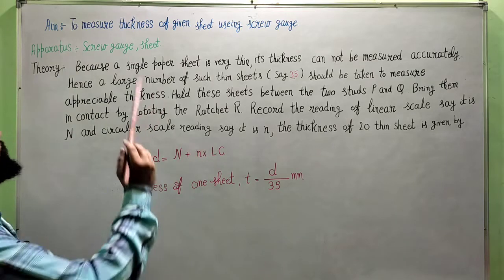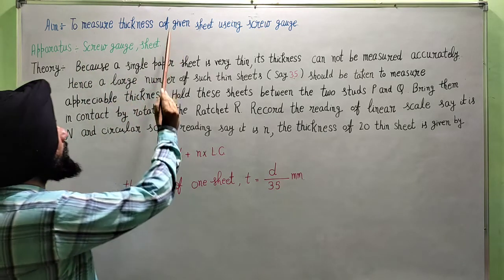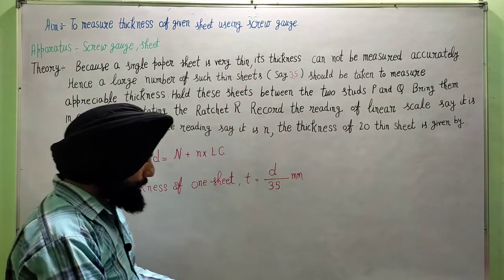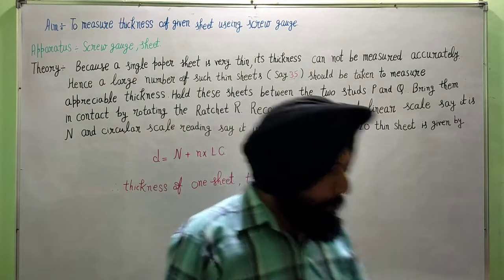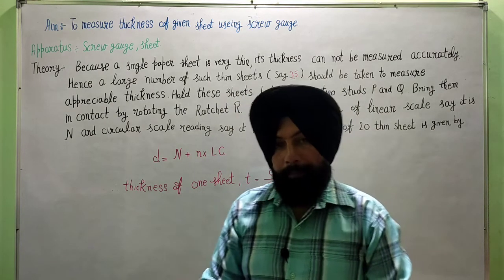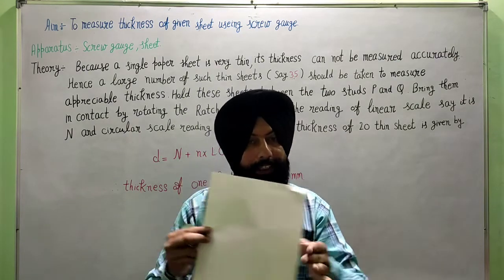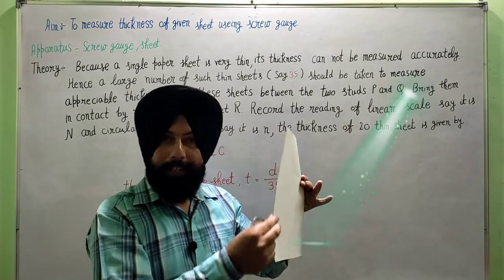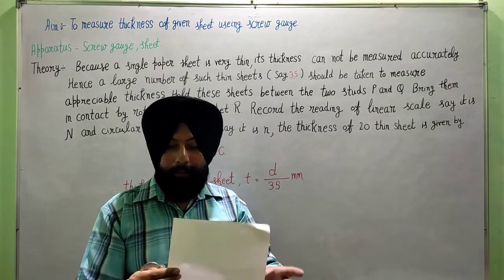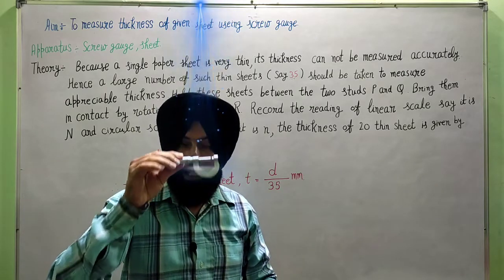Now, aim: to measure the thickness of a given sheet using a screw gauge. With the help of a screw gauge, my aim is to measure the thickness of this sheet. I have a thin sheet of paper, and I have to measure its thickness with the help of a screw gauge.